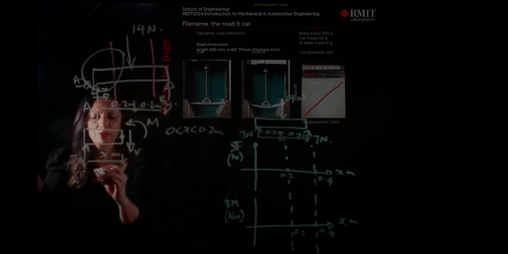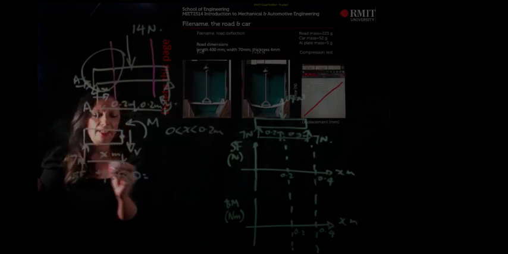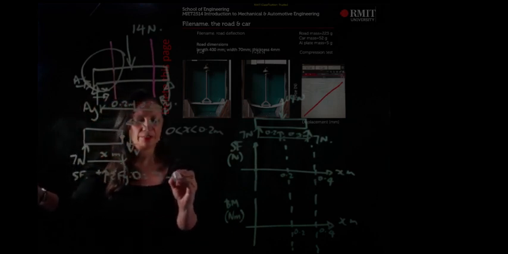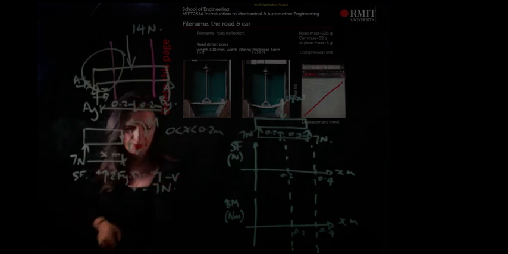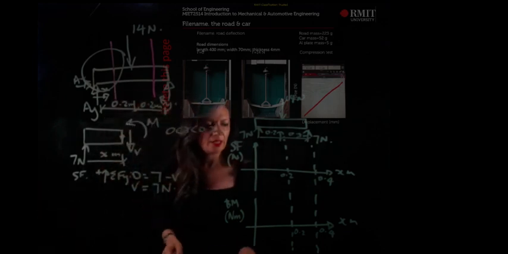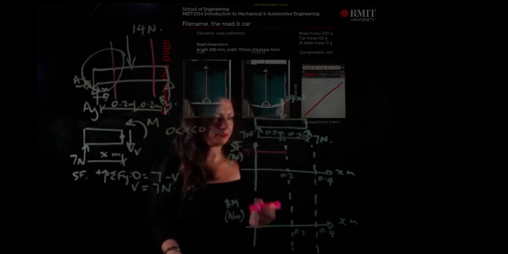If I want to find the shear force, I can simply say the sum of the forces in the y direction equals 0, and I have 7 minus V. So V, our shear force, is 7 newtons. That's constant here, so if I go up here, I have 7, and I'm just going to have a straight line.